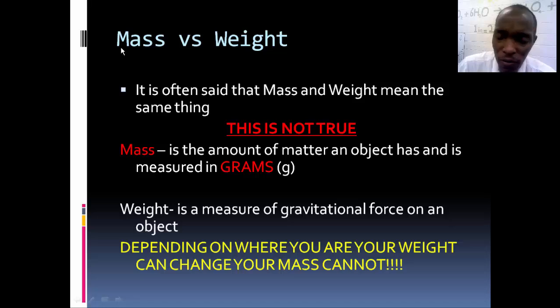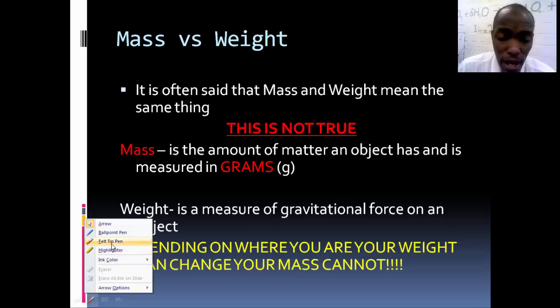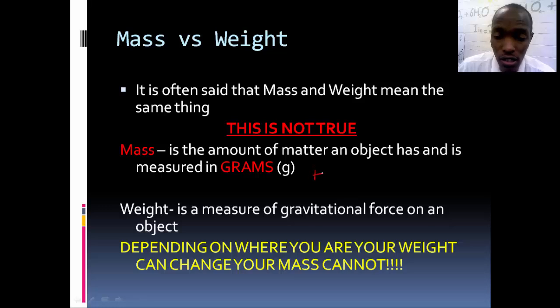Mass is a big part of density, but let's make sure we understand that mass and weight are not the same thing. It is often said that mass and weight mean the same thing. This is not true. Mass is the amount of matter an object has, and it is measured in grams, with a G. And we use a triple beam balance. If we remember, we use a triple beam balance to measure mass. We use this a couple of times in class.